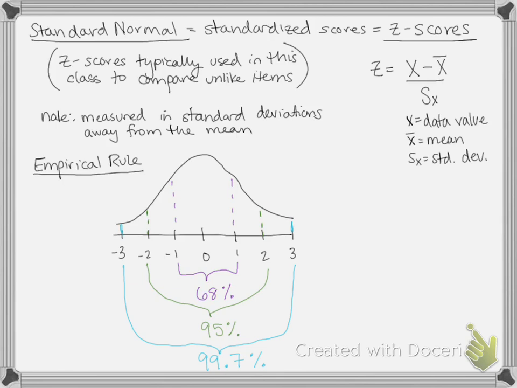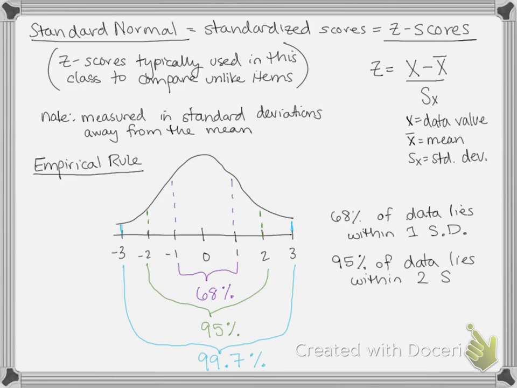So 68% of the data lies within 1 standard deviation. 95% of the data lies within 2 standard deviations, and 99.7% of the data lies within 3 standard deviations from the mean.